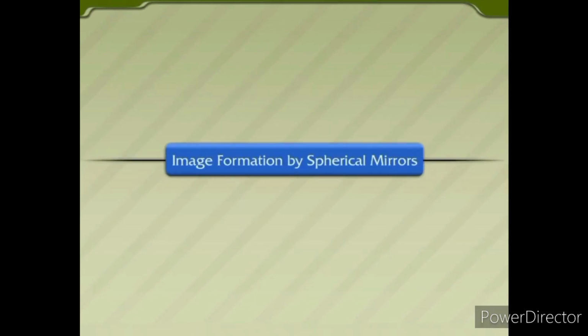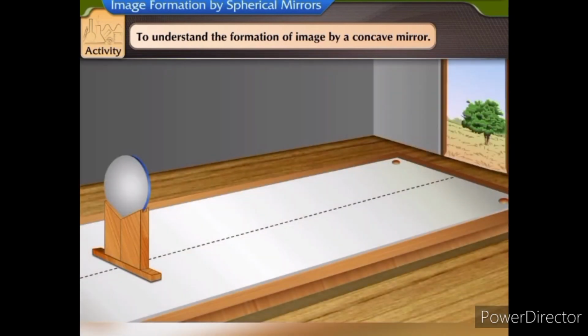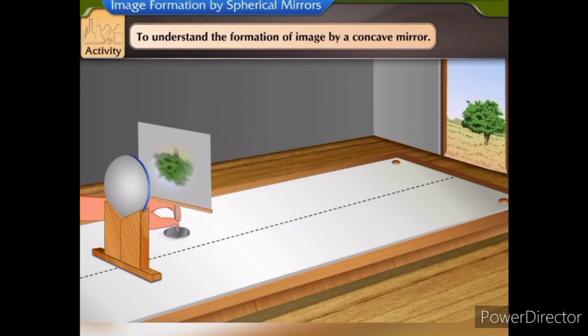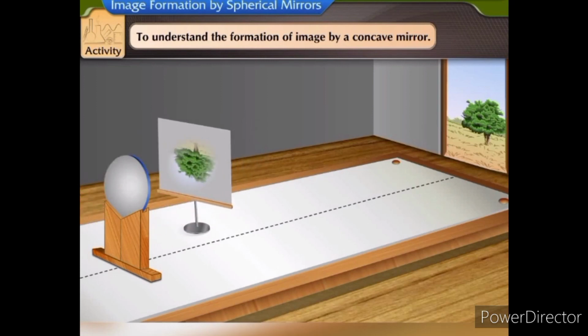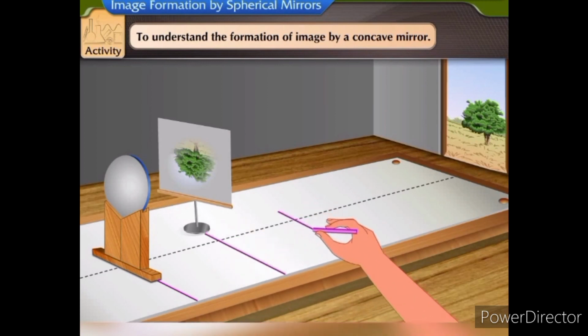Image formation by spherical mirrors. Activity. Let us perform an activity to understand the formation of image by concave mirror. Take a concave mirror and try to get an image of a distant object on a white screen. This will give us the approximate focal length of the mirror. Mark the position of the stand such that its pole lies over the line. Draw with a chalk 2 more lines parallel to the previous line such that the distance between any 2 successive lines is equal to the focal length of the mirror.